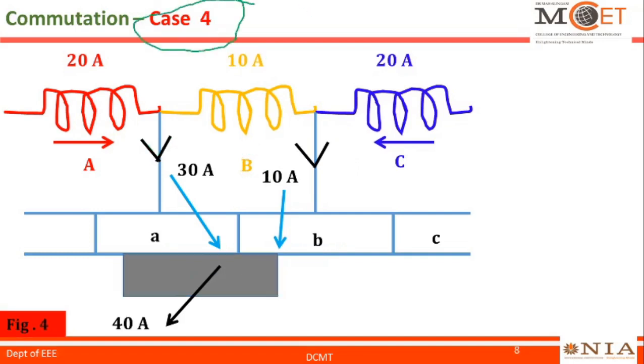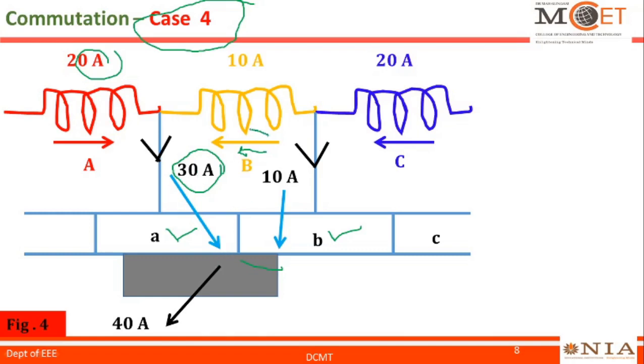Referring to case 4, look, 3/4 of the brush is in contact with the segment A and 1/4 of the brush, only this much of the brush width, is in contact with the segment B. So via segment A, 30 ampere current is collected by the brush. So 20 ampere from the coil A here and another 10 ampere from the coil B via this way to the segment A. Totally 30 ampere via segment A to the brush.